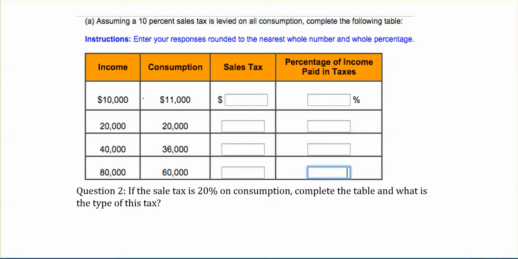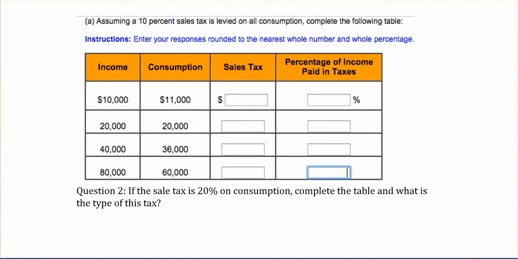So for question number 2, this is about the tax. Assuming a 10% sales tax is levied on all consumption, complete the following table. Instead of considering a 10% sales tax in this question, we talk about if the sales tax increased to 20% on the consumption. First complete the table, and then say what the type of this tax is.